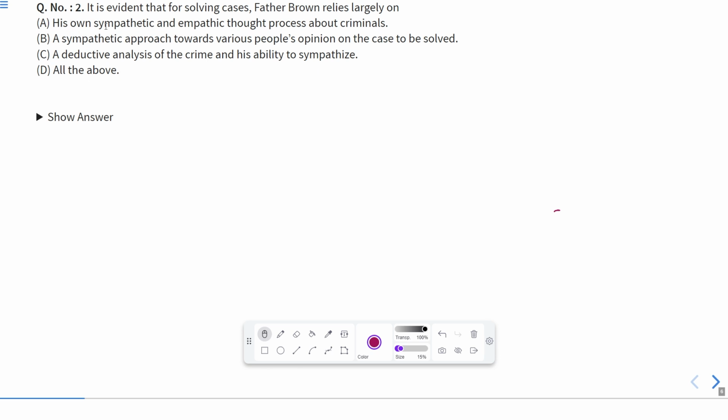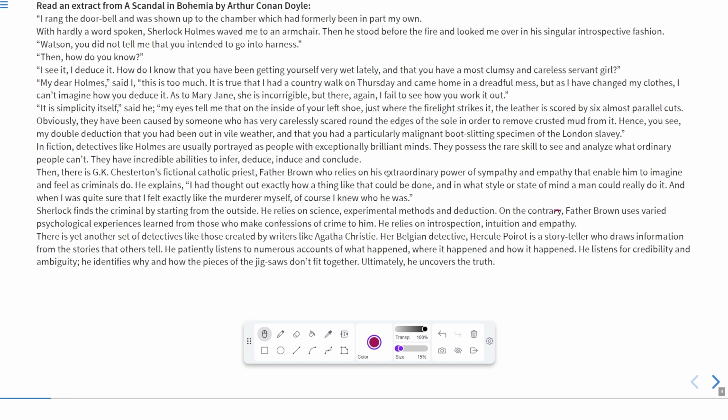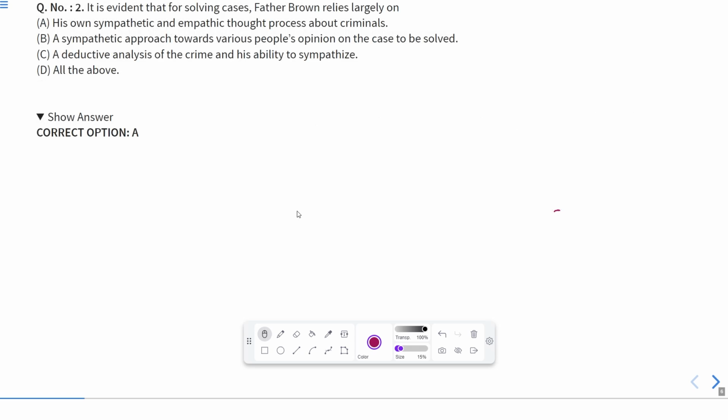A option is his own sympathetic and empathic thought process about criminals. A sympathetic approach towards various people's opinion on the case to be solved. A deductive analysis of the crime and his ability to sympathize. So I think he used the same process, what the criminal had felt while doing that crime. So according to this, A, his own sympathetic and empathic thought process about criminals. As you can see, it is given over here that Father Brown relies on an extraordinary power of sympathy and empathy that enables him to imagine and feel as criminals too. So he used to adopt this approach when he solved the cases.